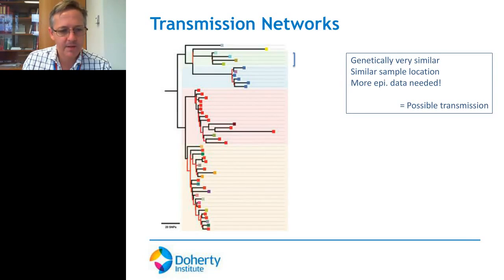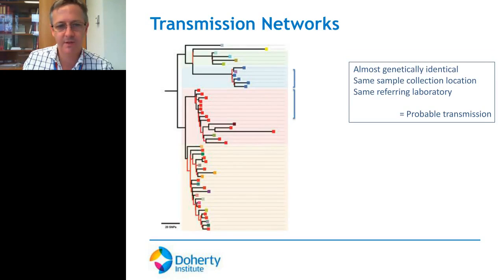This just helps us try and understand the transmission dynamics. The top group here are all closely related, but they all come from different laboratories, and it's not clear whether there's been transmission. We need more epidemiological data, and that's our key message: the epidemiology is still very important. These next 2 groups are closely related, and they appear to have come from the same laboratory, so there's been probable transmission at wherever that laboratory is.